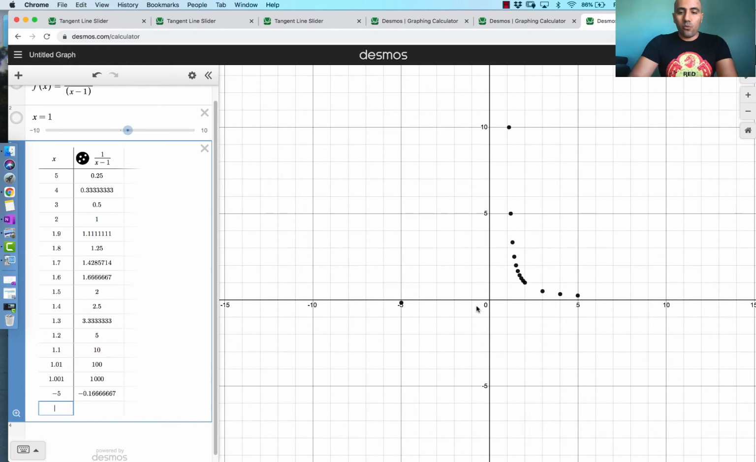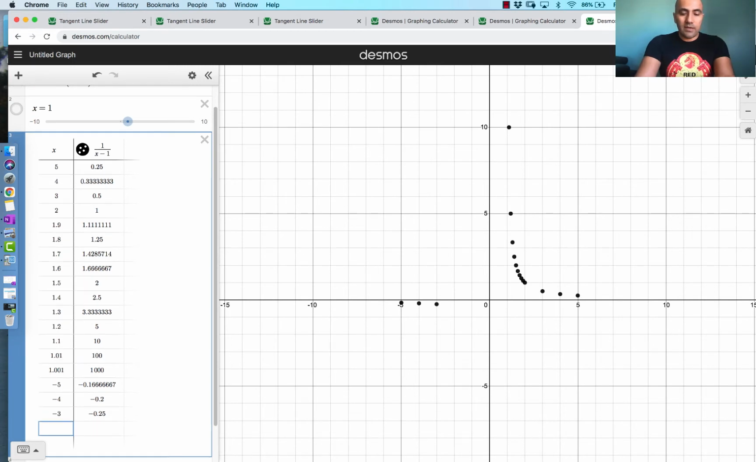And again, we're walking toward 1, so we want to get closer. How about negative 4? That leads to negative 0.2. About negative 3 leads to negative 0.25. About negative 2.